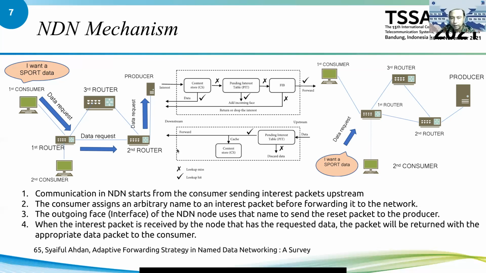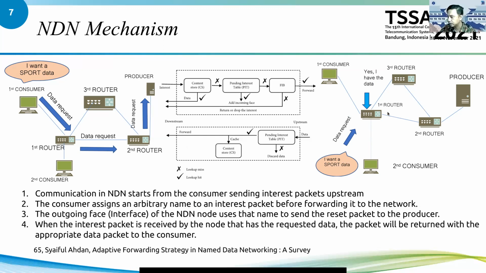To receive data, the consumer must send a request in the form of an interest packet and a data packet. The types of packet carry a name that identifies a piece of data that can be transmitted in one data packet, to be able to receive data and send it into the network.